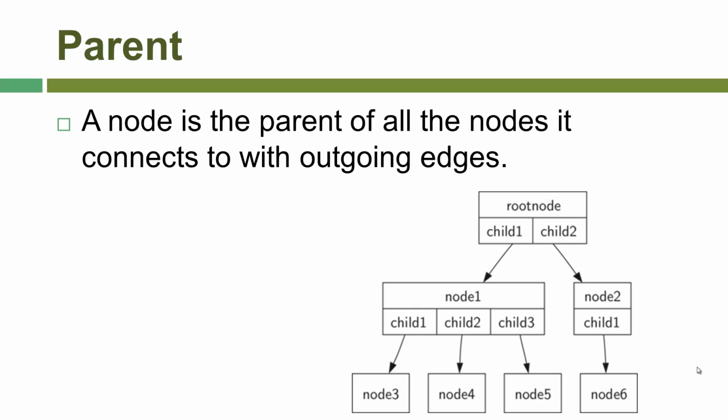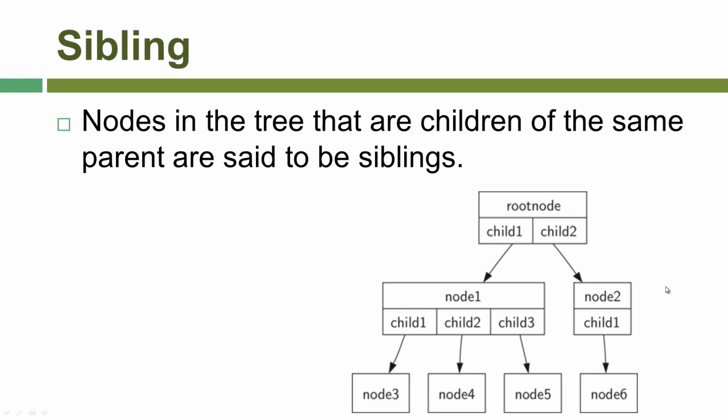And then we have parents. So a node is the parent of all the nodes it connects to with outgoing edges. So here you can see that child 1 is the parent of node 1. Sibling nodes in a tree: the children of the same parent are said to be siblings. So here child 1, child 2, and child 3 are all siblings of node 1.